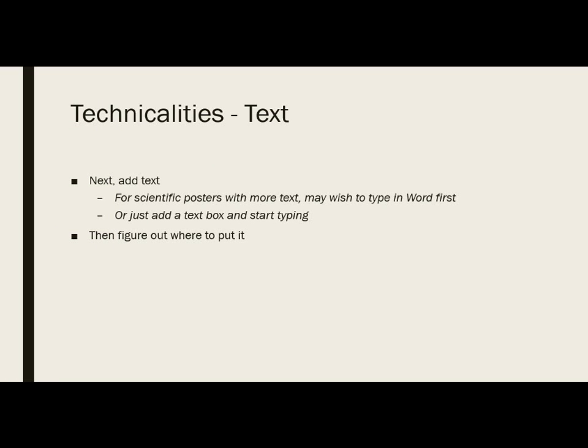So when you're doing a scientific poster, you've got quite a bit more text that you need to organize and bullet and all of that. For that, you really might want to type it all out in Word first, but you can still just add a text box, same as we did for that attribution, and just start typing, and then figure out where to put it. As you saw with the little attribution text box, you can pick it up and move it wherever you like.